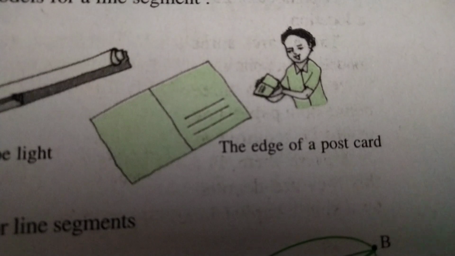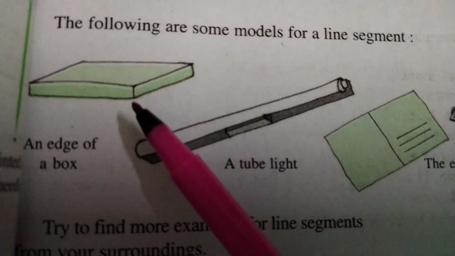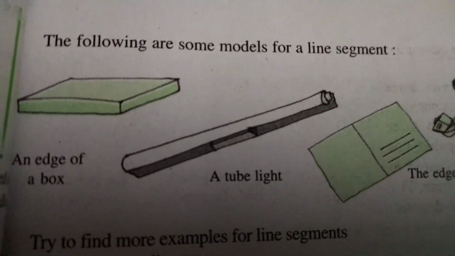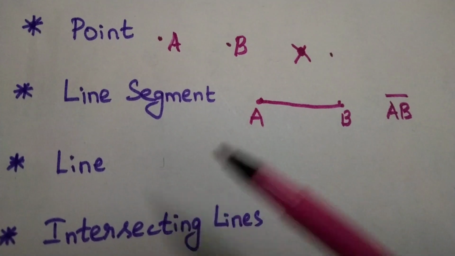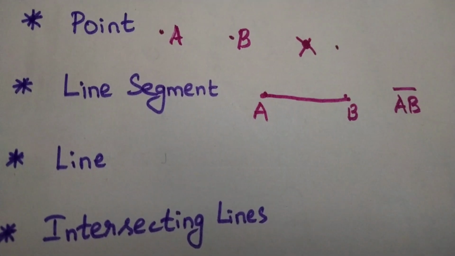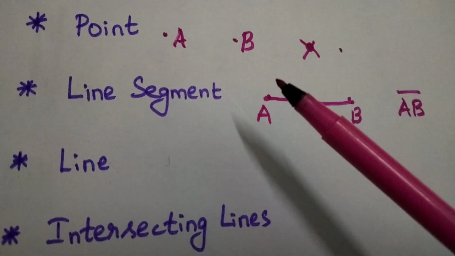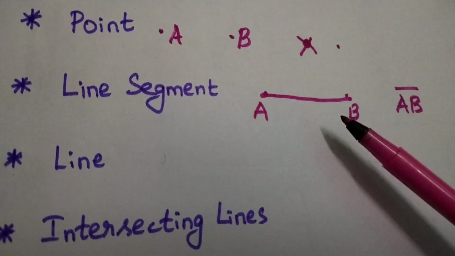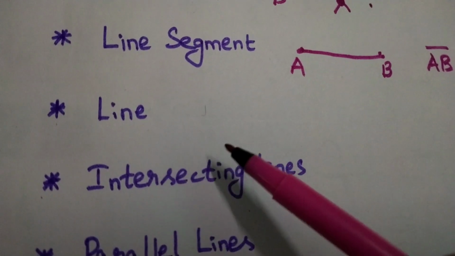Example for the line segment, we can say edge of the postcard, tube light, or the edge of a box. So in simple words, we can say line segment means we can measure. It can be measurable, isn't it? So line segment means there should be a starting point and an end point. So next one is line.